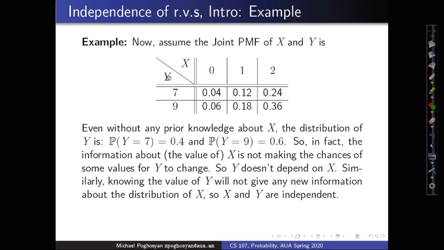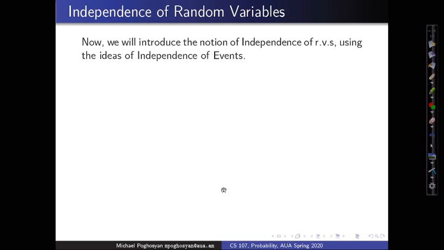You can consider, say, what if I know that y is taking the value 7? Then x will take these values with corresponding probabilities, or chances, 4 to 12 to 24. And what if y is taking 9? Then 6 to 18 to 36. And you can see that the ratios are the same, in fact. Probabilities of taking 0, 1, 2 for x are the same. So x and y are independent in that case.